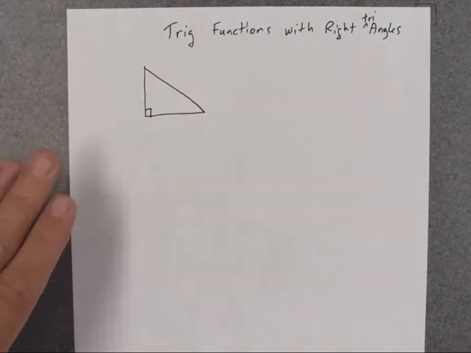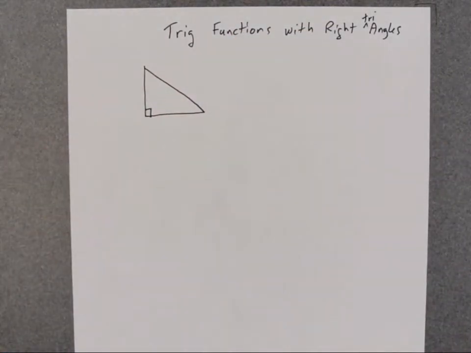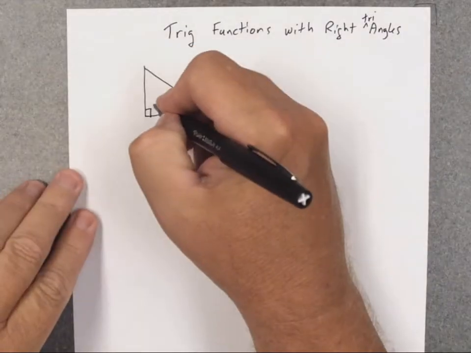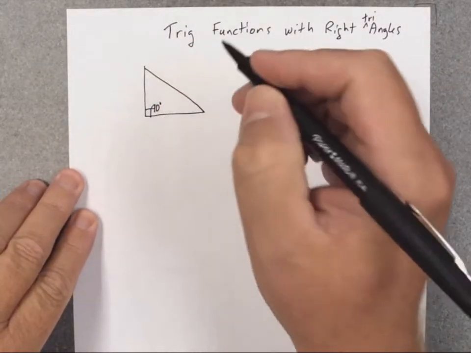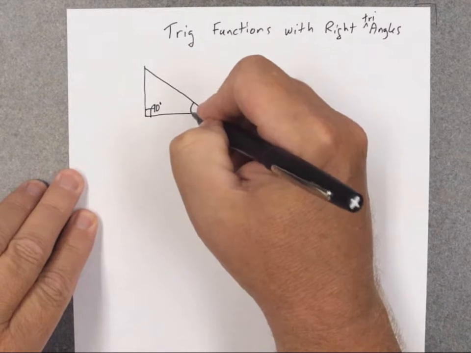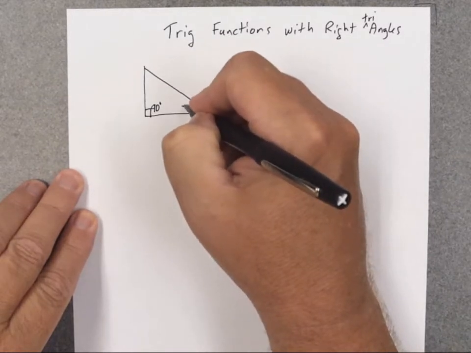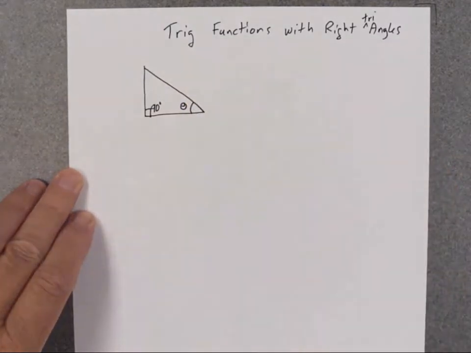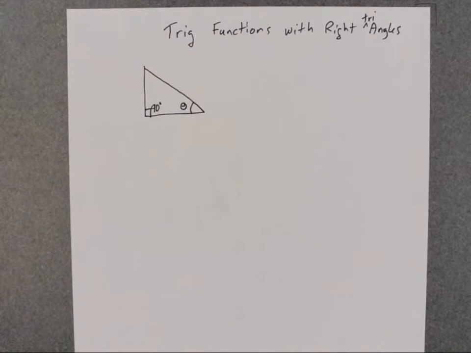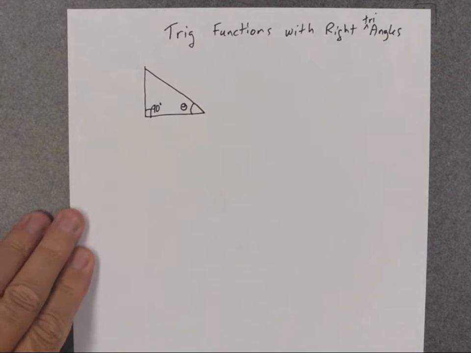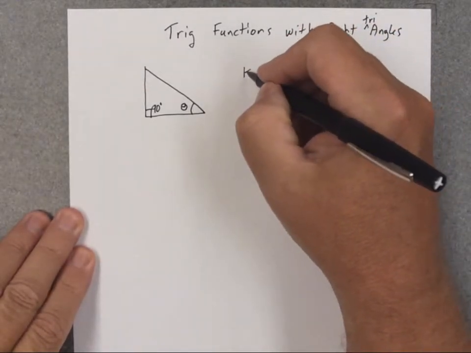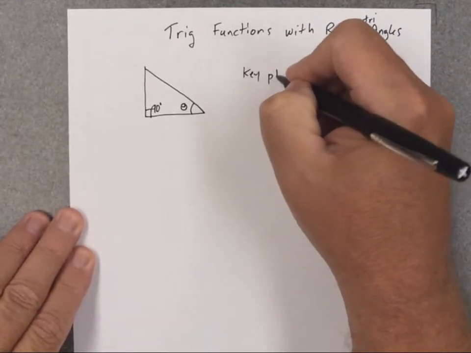The little square indicates that that angle is a 90-degree angle. And normally, we go over here and we define one of the other angles in our triangle as theta. So here's a right triangle. Now there are two key points about right triangles that we're going to need to use all the time. Let me even write them down. Key points.